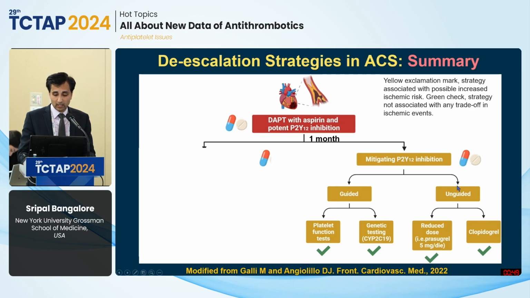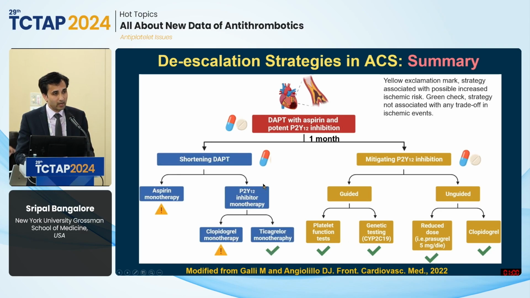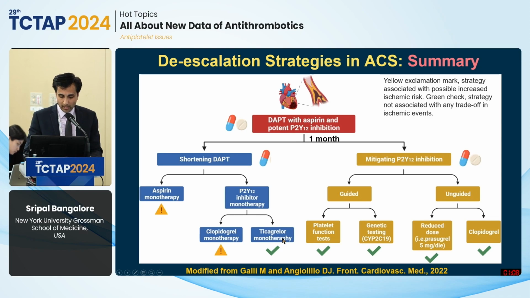It could be either an unguided switch to clopidogrel or a reduced dose P2Y12, or it could be a guided strategy. The other strategy to follow is a single pill strategy of shortening DAPT, and the best evidence we have is by dropping aspirin and doing ticagrelor monotherapy in this group of patients. So the thing to be avoided is clopidogrel monotherapy in ACS patients after 1 month. Let me stop here. Thank you for your attention.